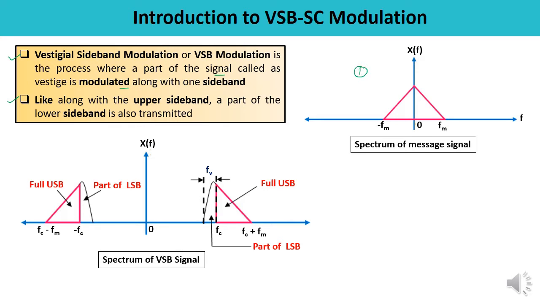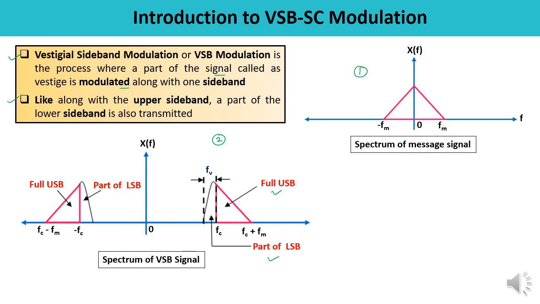Here number 1 is the spectrum of the message signal, you are very well aware. In diagram number 2, this is the spectrum of the vestigial sideband. In this frequency spectrum you can see the upper sideband is transmitted as it is, and some portion of the lower sideband, which is modified into the vestigial sideband, is also transmitted.